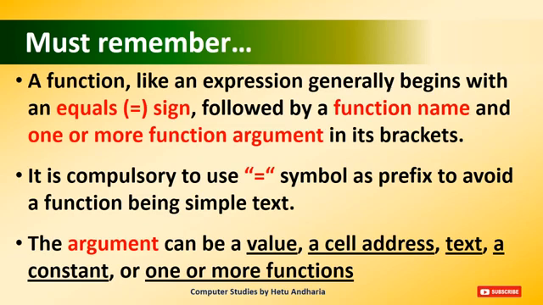Now the argument can be a value. I can also type equal to SUM 45 plus 55 plus 55, or 45 comma 55, like that also. So it could be a value, 45 or 55 is a value, or it could be a cell address. A1 and D1 are cell addresses. It could also be text, or a constant, or one or more functions also. So it depends.